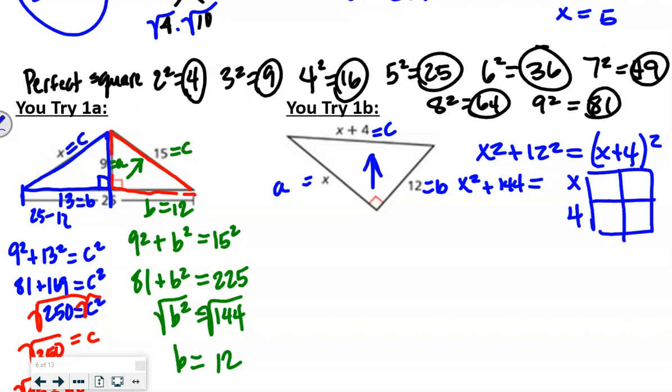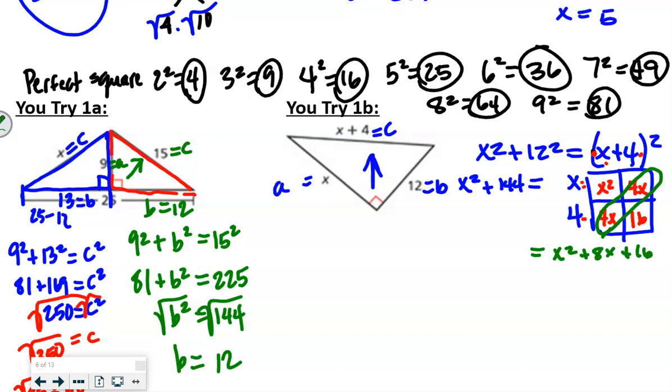So x times x, let's do this in red. x times x is x squared. 4 times x is 4x. x times 4 is 4x. And 4 times 4 is 16. Notice here again we have our like terms, right? So this is going to end up being x squared plus 8x plus 16.